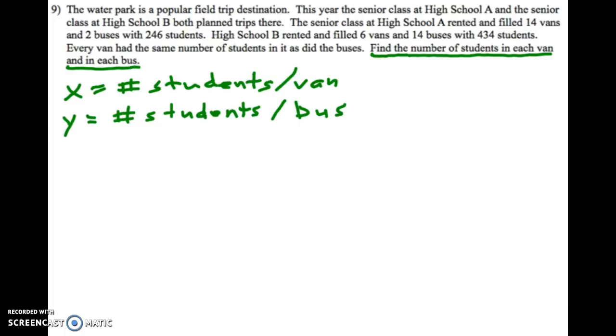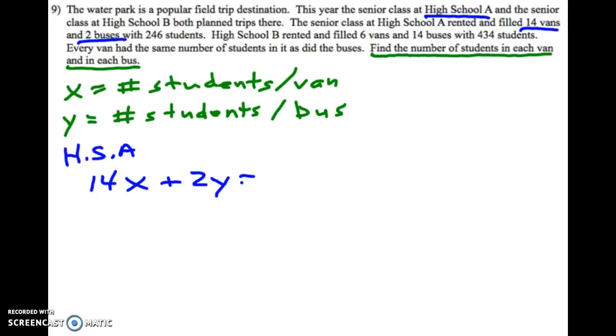Next, we're going to look at the question to come up with our equations. Let's start with high school A. High school A had 14 vans, so 14 times the number of people per van, so that would be 14x. They had 2 buses, so 2 times the number of people per bus, which is the y's. Filled them all, and we had 246 students.